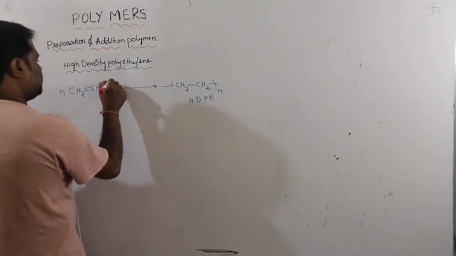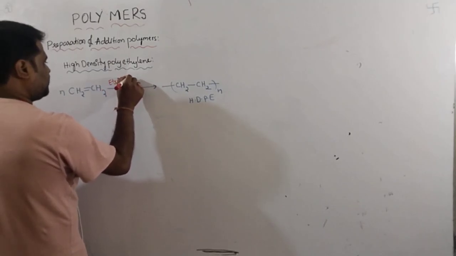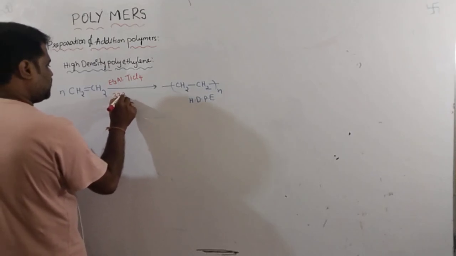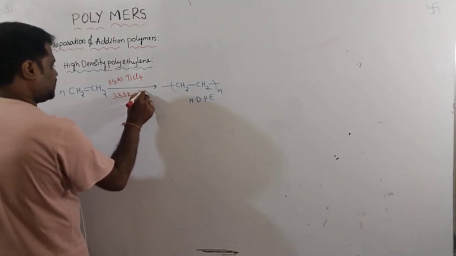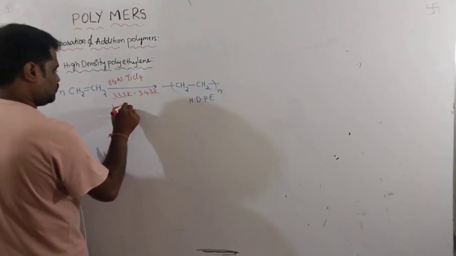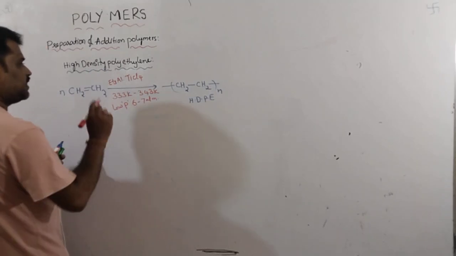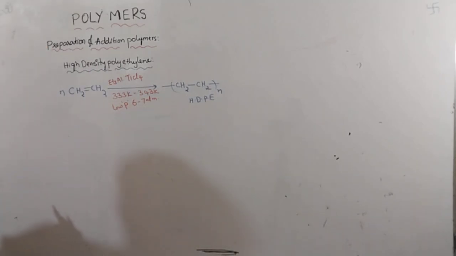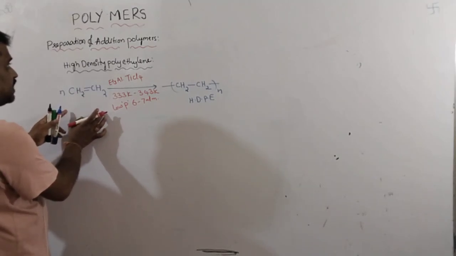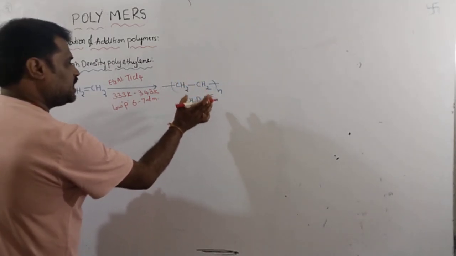The catalyst is triethyl aluminum and titanium tetrachloride, and the temperature we are maintaining is 333 kelvins to 343 kelvins at a low pressure, nearly 6 to 7 atmospheric pressure. Here the repetitive addition of ethylene monomers undergoes addition polymerization, making high density polyethylene.